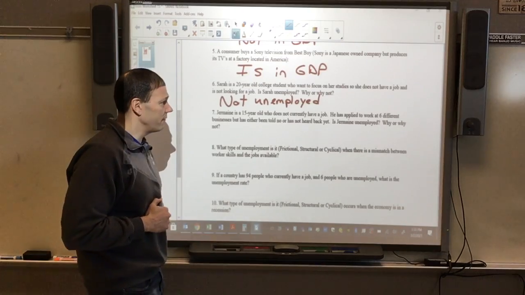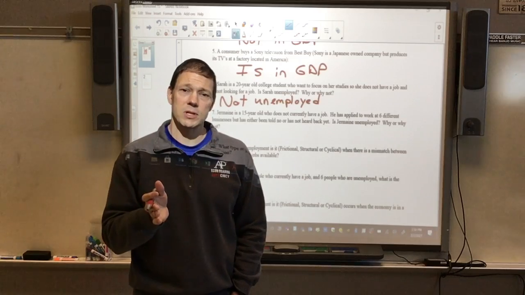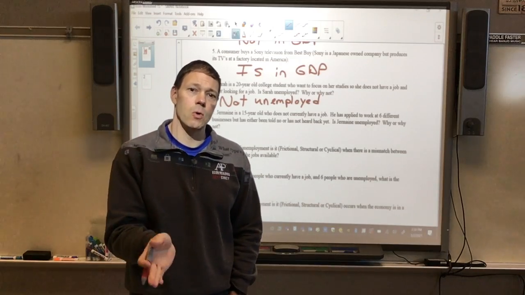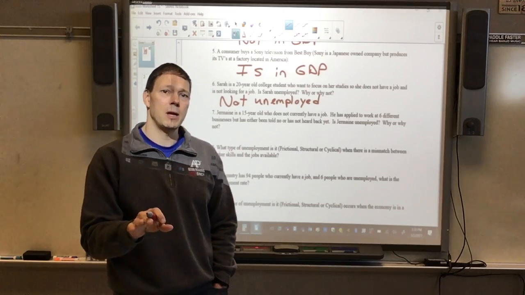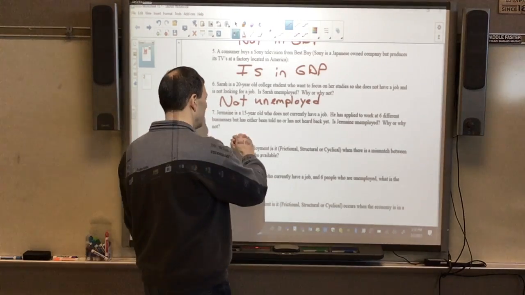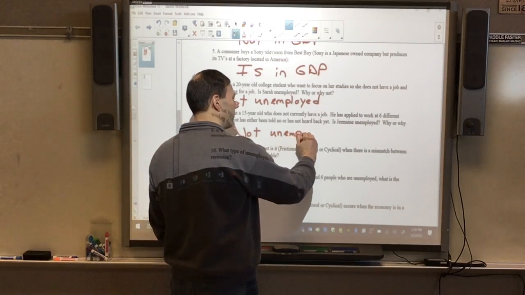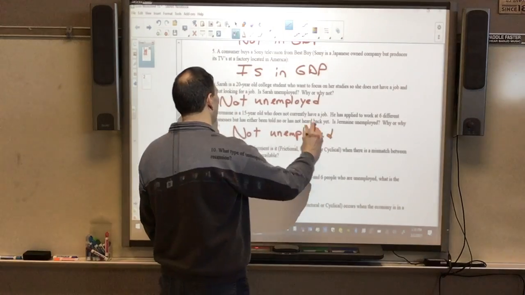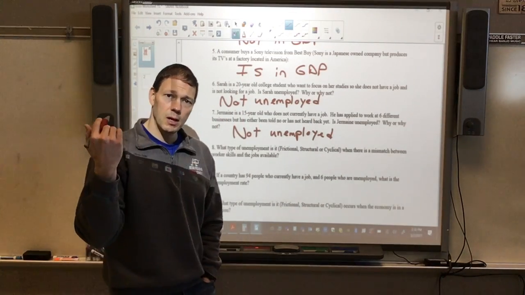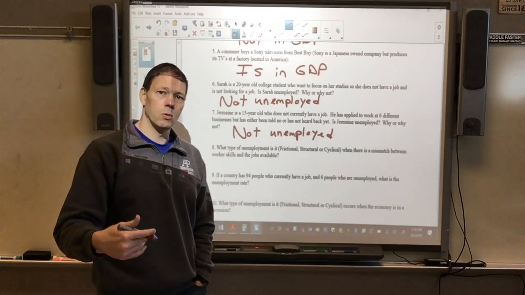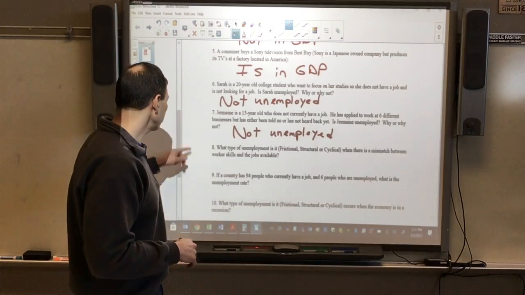Number 7, Jermaine's a 15-year-old that does not currently have a job. Let's just stop right there. The labor force consists of everybody 16 years old and older. Regardless of how many jobs Jermaine has applied for, he is not unemployed because he's not at least 16. So therefore, again, he's not in the labor force, just like with Sarah up there, and so therefore not unemployed. You have to be in the labor force, 16 or older, and be actively looking for work to be unemployed.